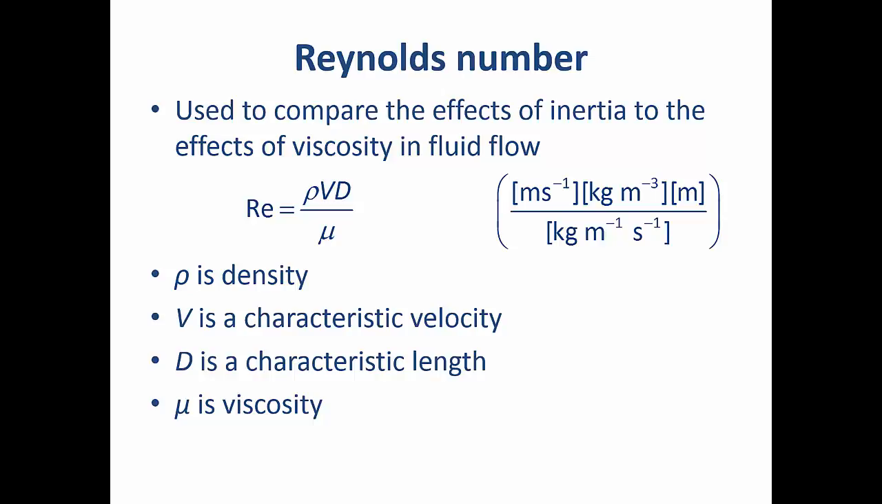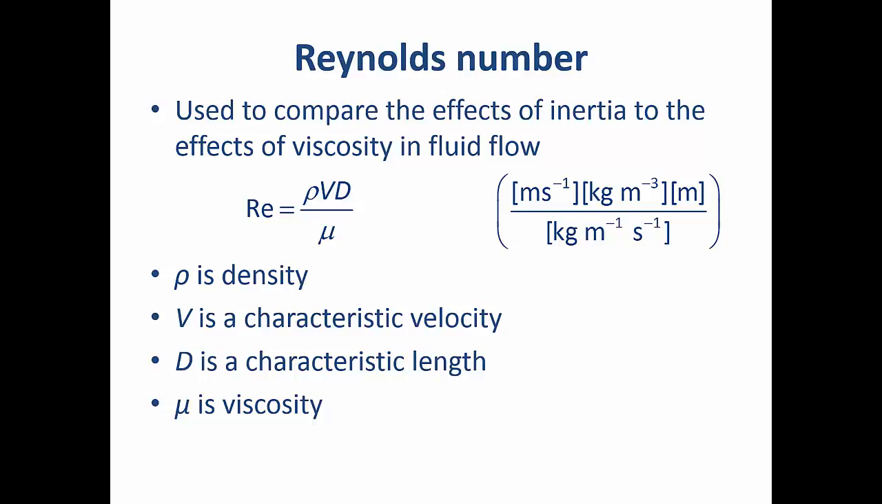I now want to look at dimensionless numbers. I'll start with the Reynolds number, which is used to compare the effects of inertia and the effects of viscosity in fluid flow. And it's given by the density of the fluid times some sort of characteristic velocity. This might be an average velocity if you're talking about flow through a pipe, or it might be a far field velocity if you're talking about flow over a flat plate.